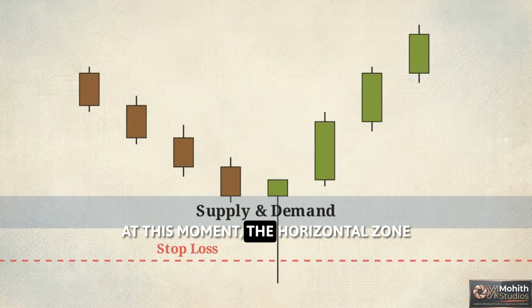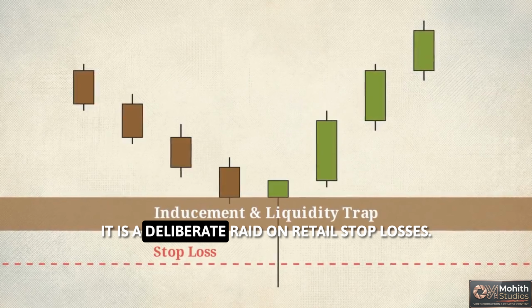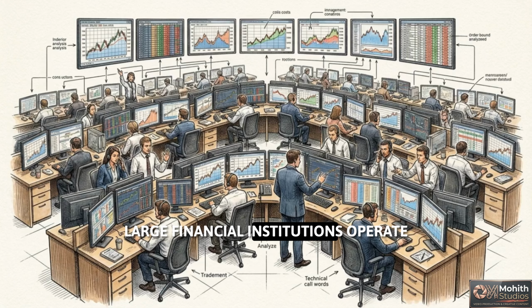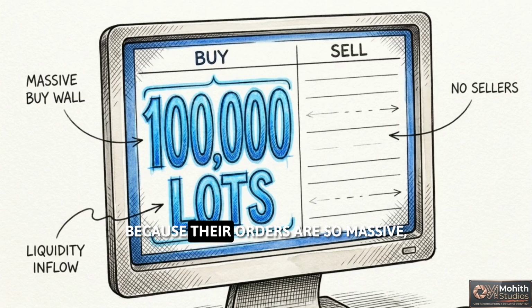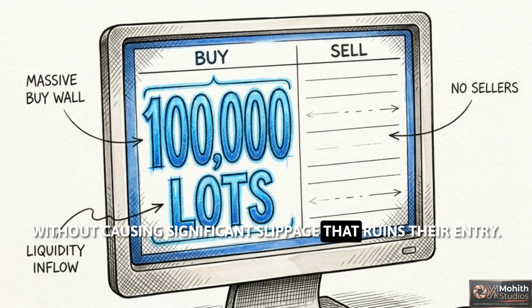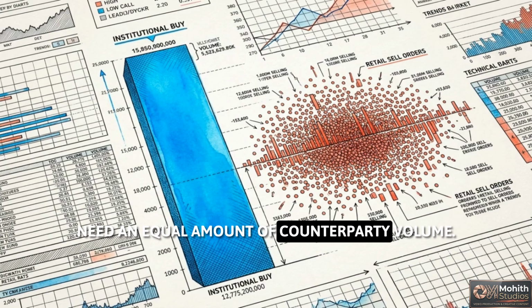At this moment, the horizontal zone ceases to be a support level. It is a deliberate raid on retail stop losses. Large financial institutions operate under a constraint known as liquidity scarcity. Because their orders are so massive, they cannot buy or sell at a single price without causing significant slippage that ruins their entry. To enter a large position, institutions need an equal amount of counterparty volume.